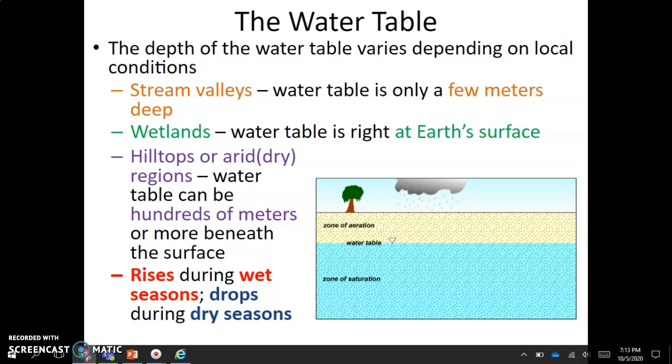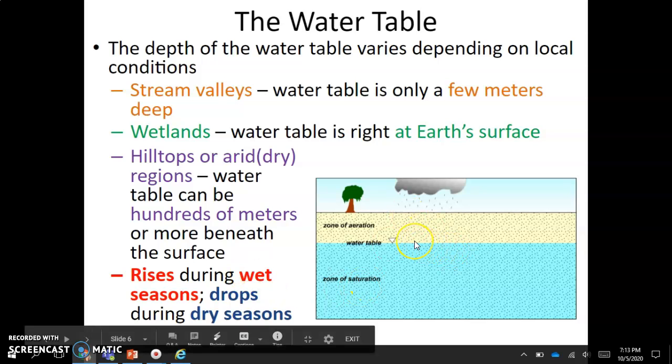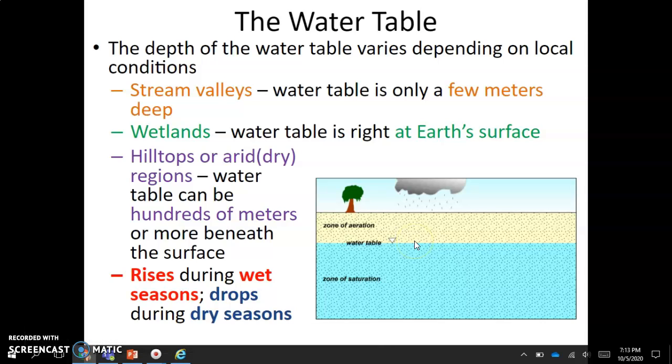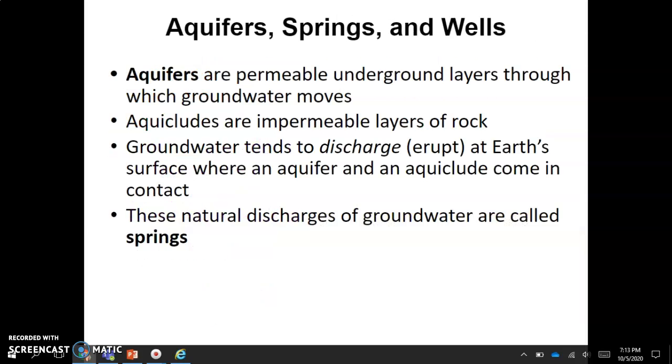And the water table can vary too. It's not just one stable position all year long. It can rise with wet seasons and it can drop during dry seasons. And we'll talk about a well and how we get our water here in just a few minutes. So we need to talk about how we get our water. That comes from aquifers, springs, and wells.